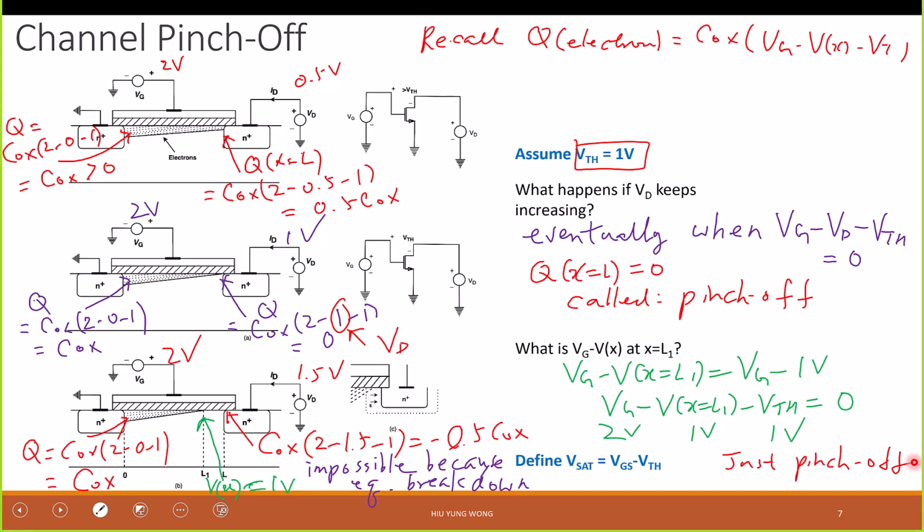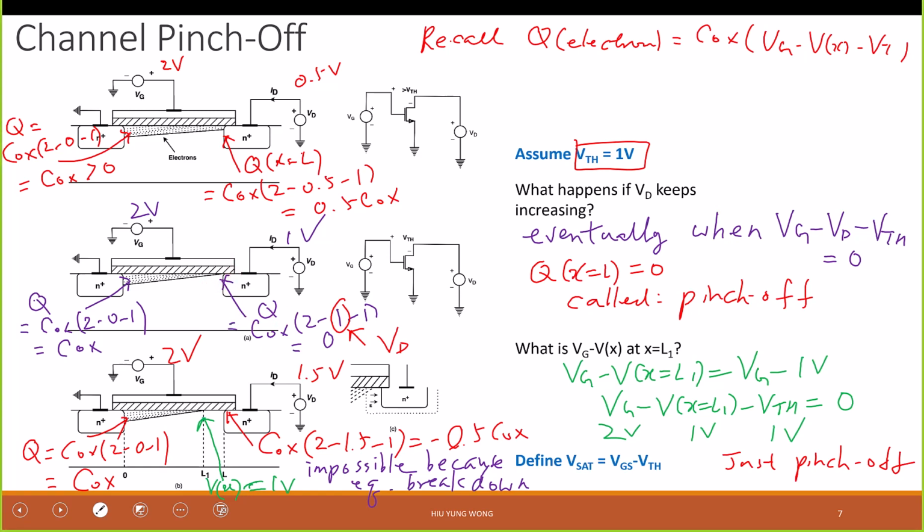But the thing I want you to have in your mind, I don't have animation, is that you start with a very low VD. You have a pretty uniform induction of the electron underneath. A lot of electron, like water, right? Along here. And it must be more at the source and less at the drain, because Vg minus Vx minus Vth is smaller at the drain, because near the drain we have a higher potential. If I keep increasing the drain voltage, there must be a point at which you induce no electron here.